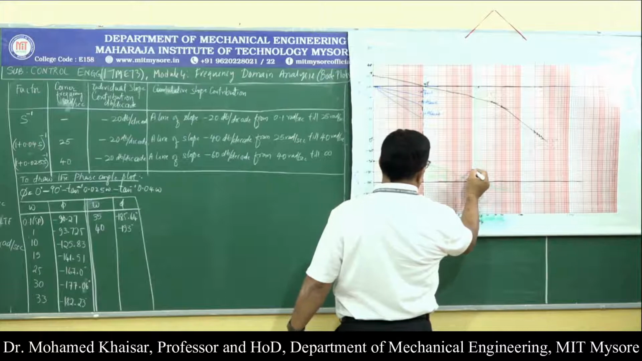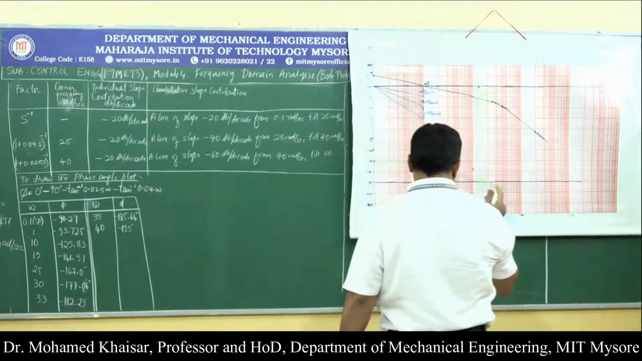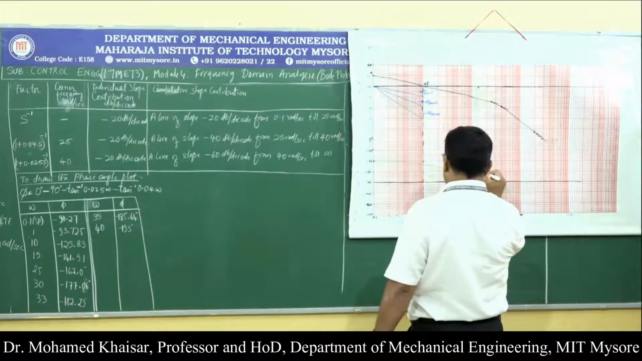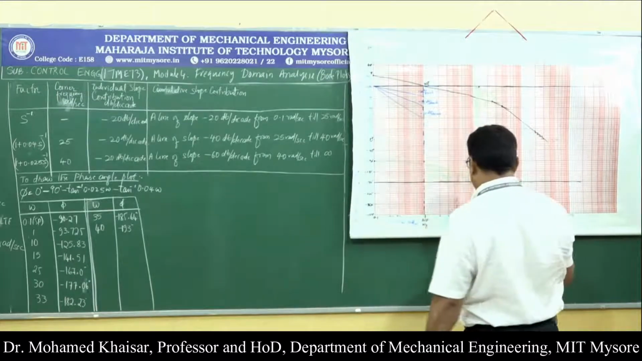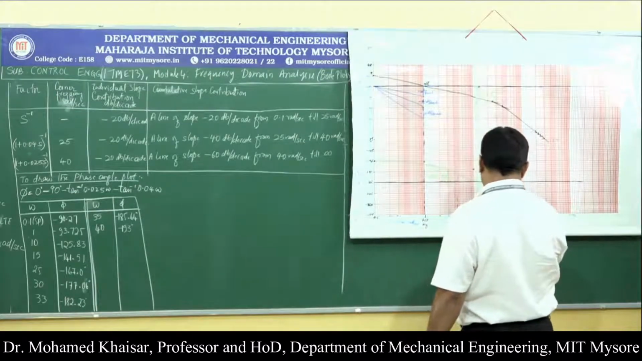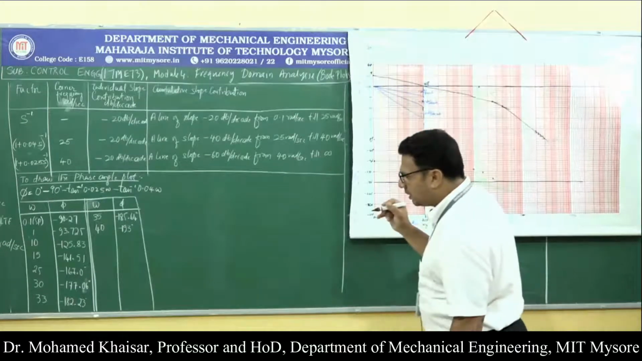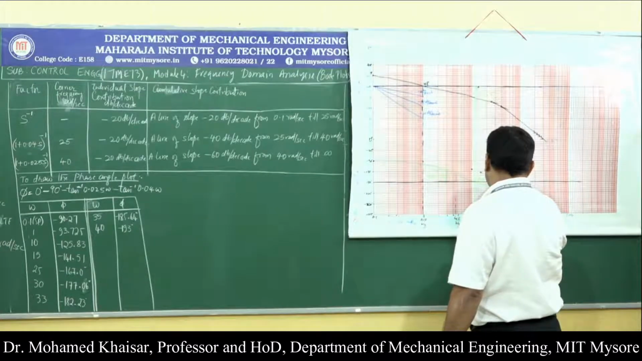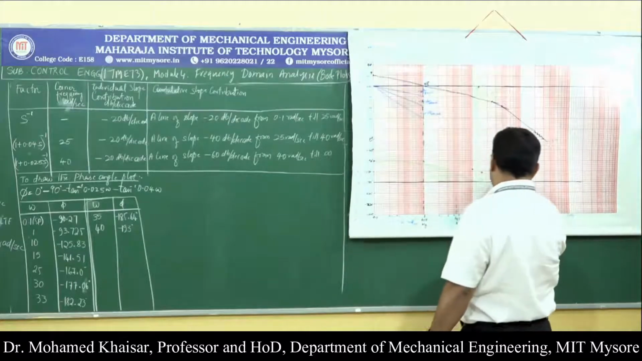It will be somewhere here. Then at 15, it is minus 141. At 25 radians per second, it is 167. Then at 30 radians per second, it is 177, almost 180. Then at 33, it is 182.